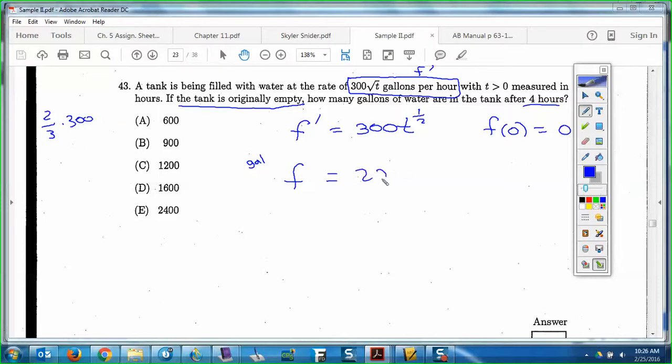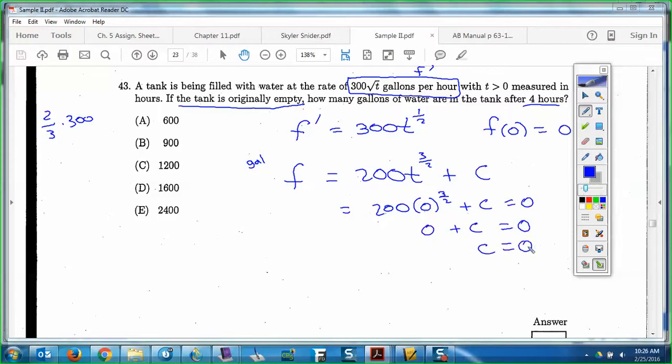200. So this would be 200 t to the 3/2 plus some c, right? But since we have our initial condition, we could put a 0 in here, and we get 200 times 0 to the 3/2 plus c has got to equal 0. Well, we know this is going to be 0. So like Emily said, c is actually 0. But it wouldn't always be, right? I mean, you could put 0 into some things and not get 0.